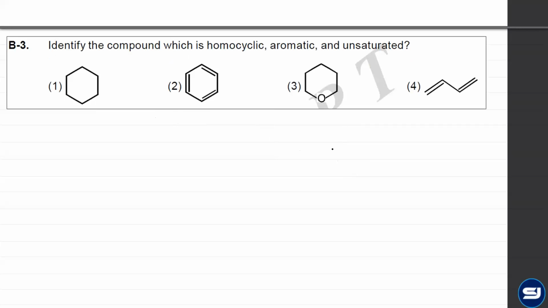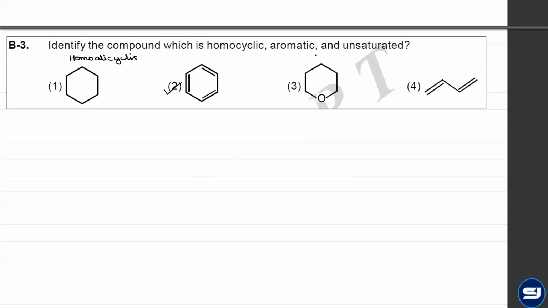Next, identify the compound which is homocyclic, aromatic, and unsaturated. It's basically homoaromatic which is asked, which is an example of benzene. Tell me, the first one would be classified as what? Homocyclic and saturated. Is it alicyclic or aromatic? Alicyclic. So you can call it homoalicyclic.